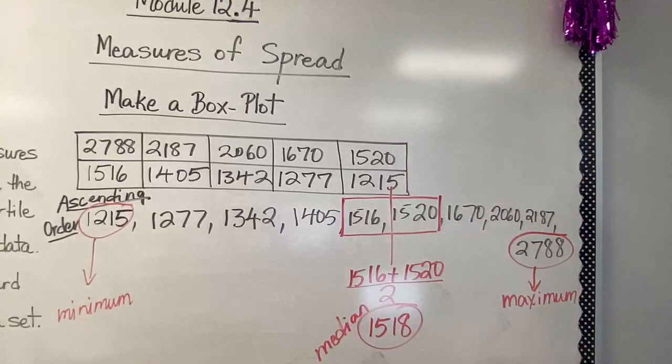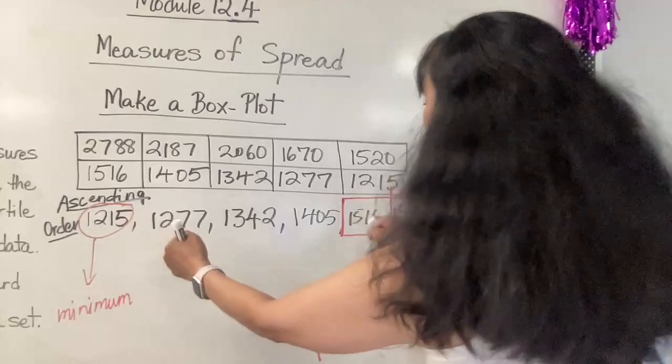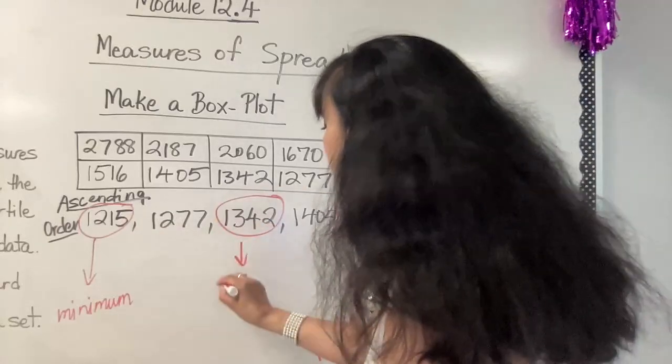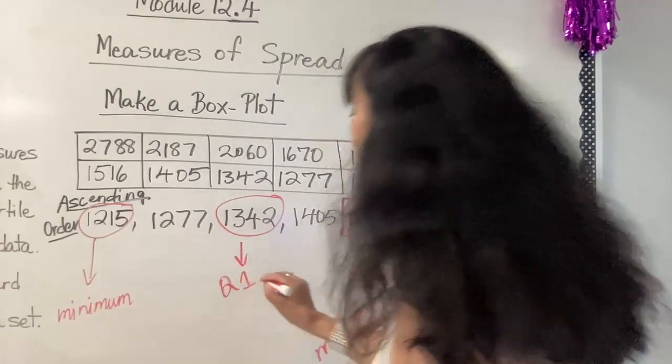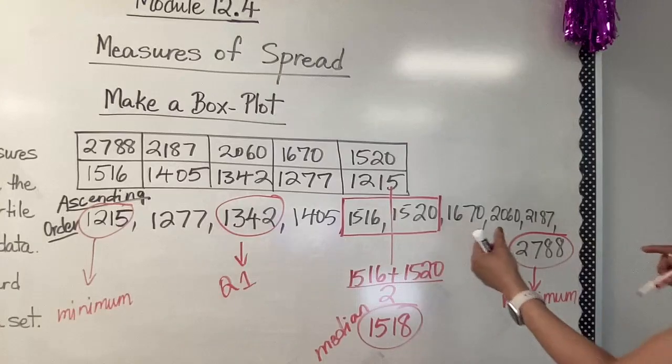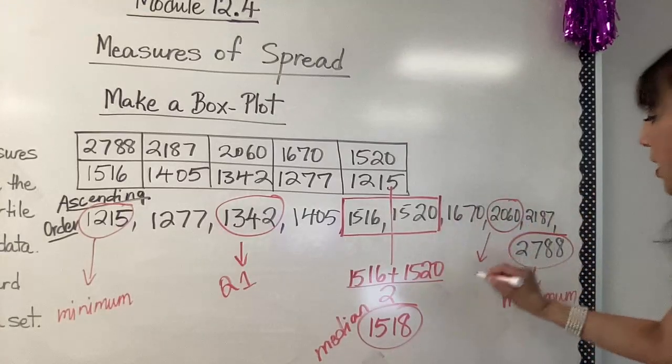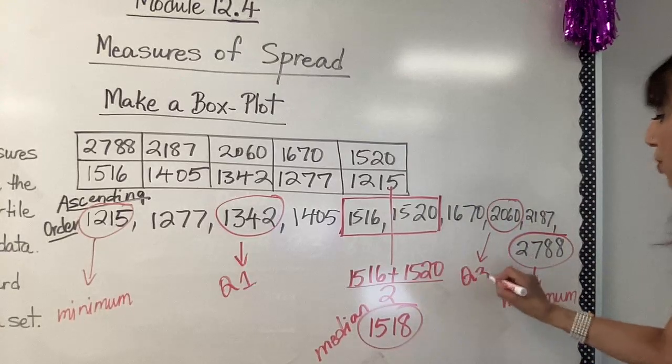Then I'm going to look at the lower half. So 1, 2, 1, 2. So this is my middle. So this is my first quartile, Q1. And then same thing up here. 1, 2, 1, 2. This is my third quartile, my Q3.